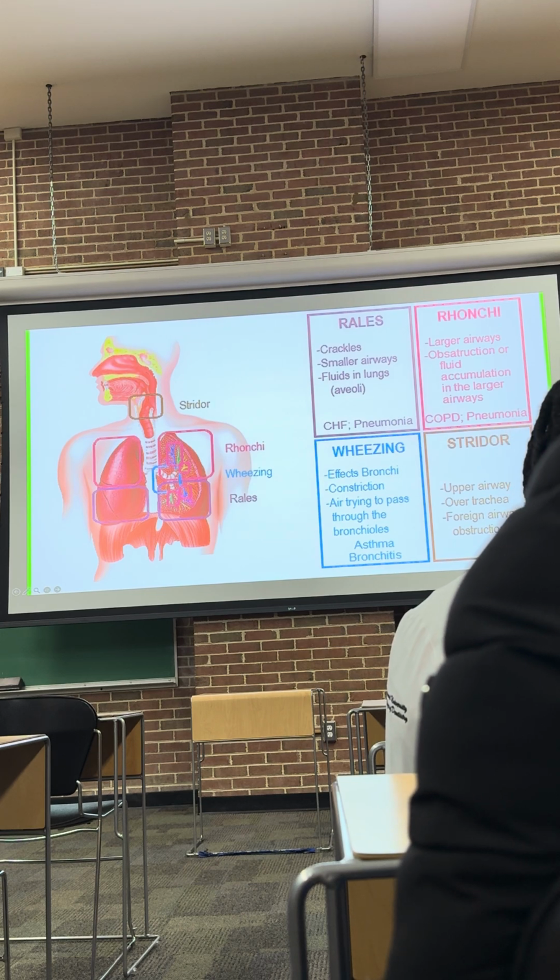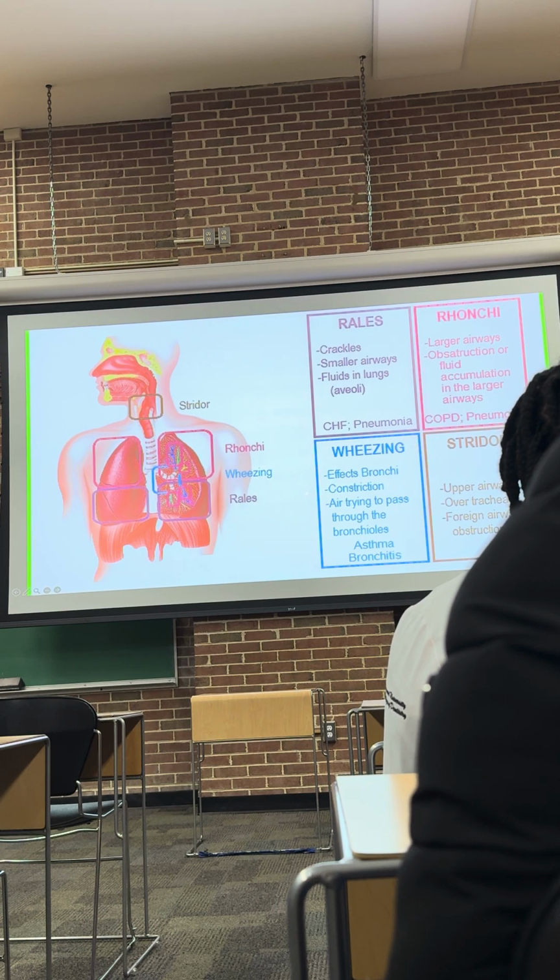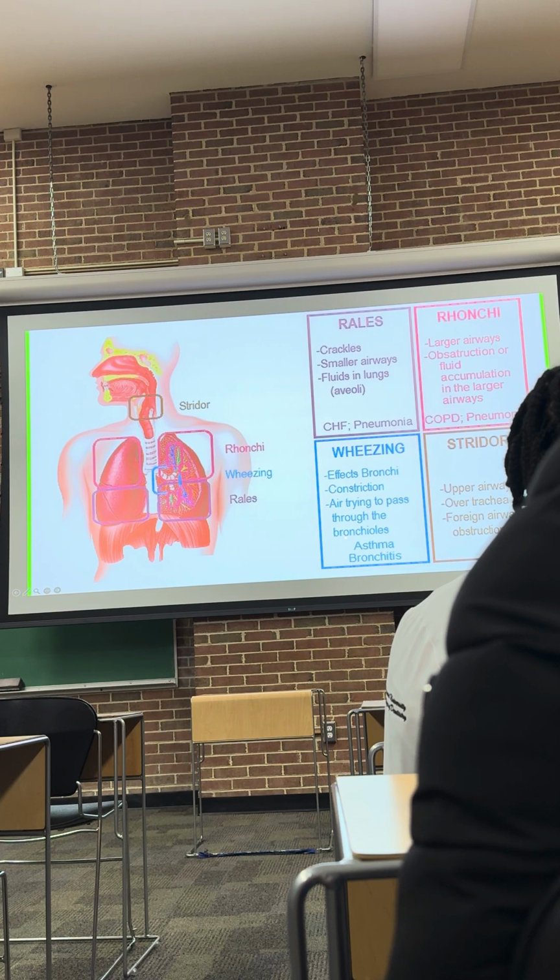And this is just an overview of what sounds you can expect to hear in what part of the lung. So if you're hearing rales, that's usually towards the base of the lung. That means that somebody may have fluid in their lungs. So again, congestive heart failure and pneumonia. If you hear rhonchi, that's usually towards the top of the lungs, the apex of the lungs. So that means it can clue you into COPD. Same with wheezing, it's kind of where the bronchioles are, and that means they could be experiencing asthma or bronchitis.